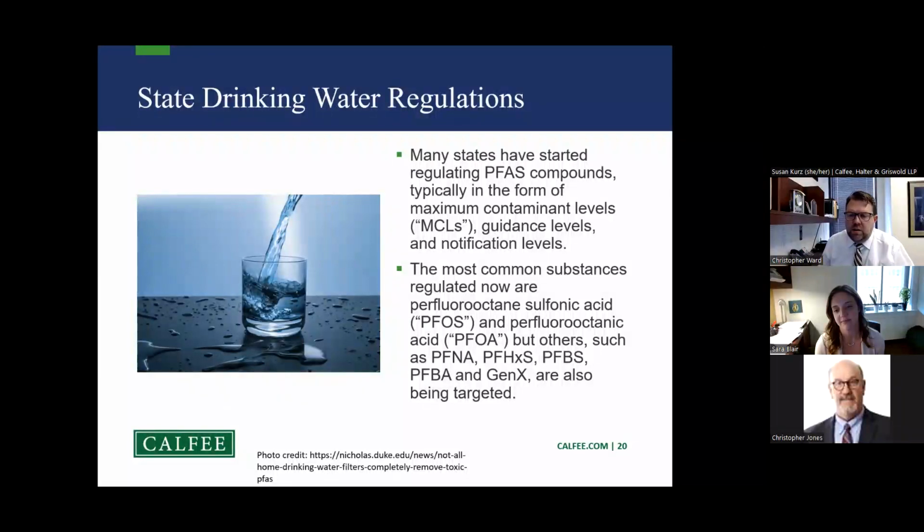Sarah mentioned these earlier, but the most common state drinking water regulations are targeting PFOA and PFOS, but many states have also included a broader range of the PFAS compounds listed on this slide. Now, until the federal government enacts MCLs for PFOA and PFOS, the regulatory landscape for all PFAS compounds in drinking water is going to consist of this wide, varying array of state promulgated standards and regulations.